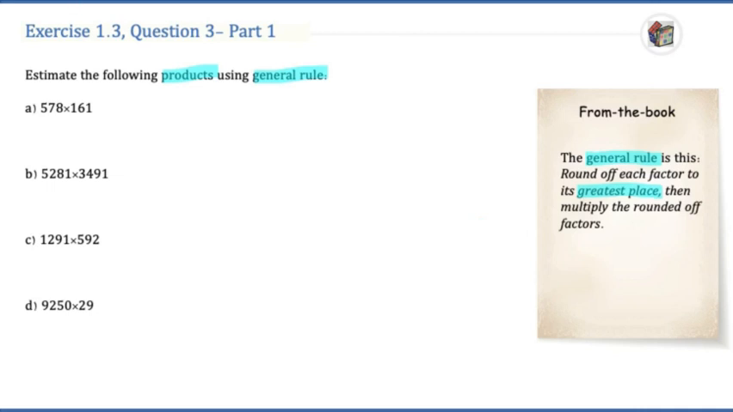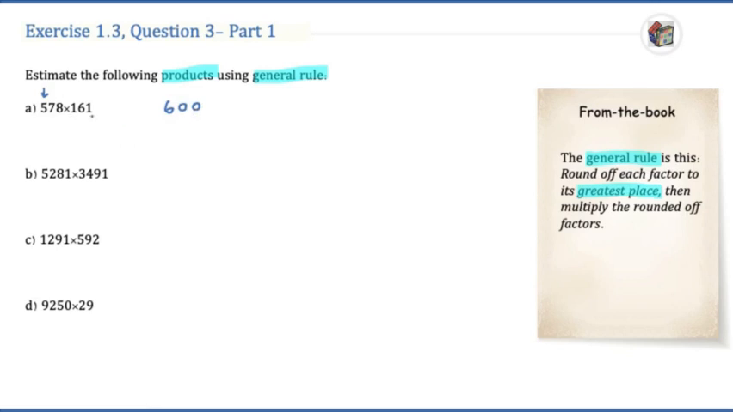So let's understand what we mean by this and let's do a part together. So what's the greatest place in 578? The greatest place is this, right? The hundredths place. So you round it off to the nearest hundredths. Now 578 is between 500 and 600. These are the two hundreds between which this is. But 578 is closer to 600 as compared to 500. So when you round it off, it becomes 600.